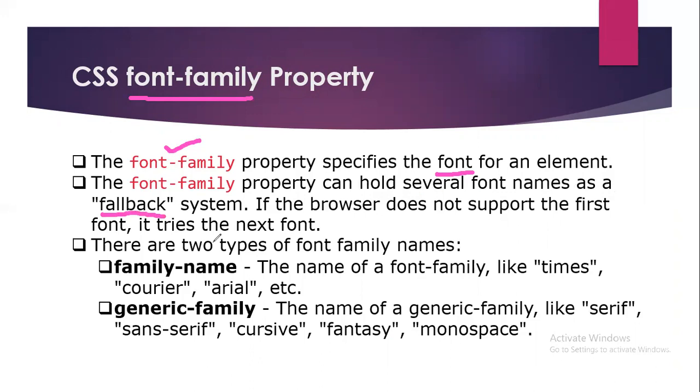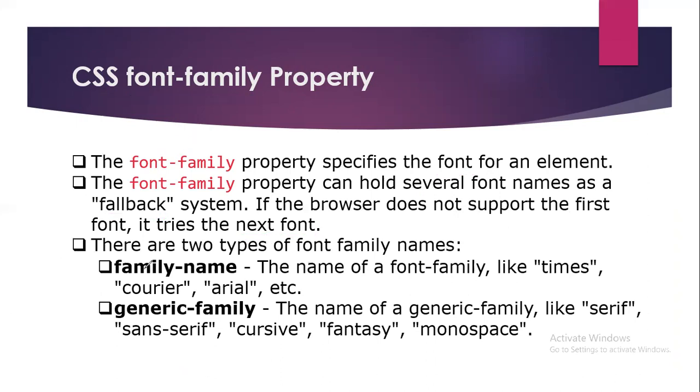For example, if the first family is not available on the system, it would look for the second family. And if the second family is not available on the system, it would look for the third family. Although we generally use the basic font styles, this would be applicable where we use any different kind of font families. If the browser doesn't support the first font, it tries the next font. Fine. So by this order, these things are going to take place.